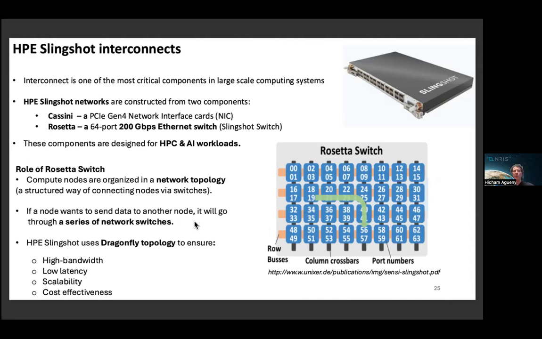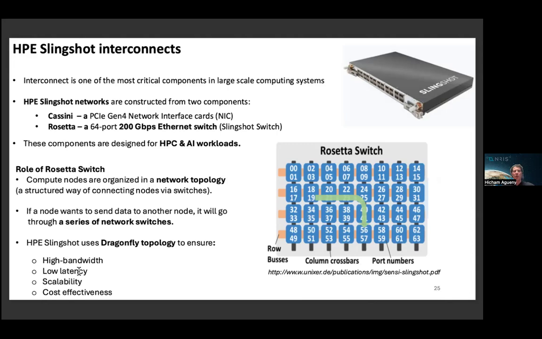So in general, when a node wants to send data, it will go through a series of network switches, and the network follows a certain topology. The topology that is adopted by HPE Slingshot is a dragonfly topology. One of the reasons behind it is that it takes into consideration the length of the optical cable, which reduces the cost of the system. Of course, in addition to the high bandwidth, low latency and scalability.